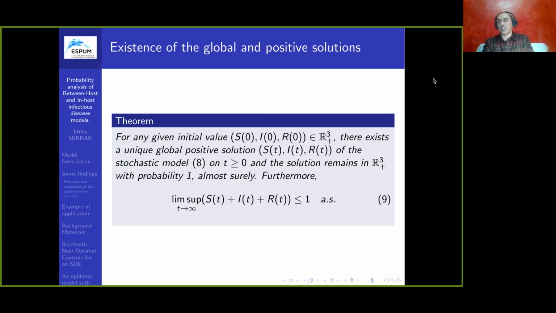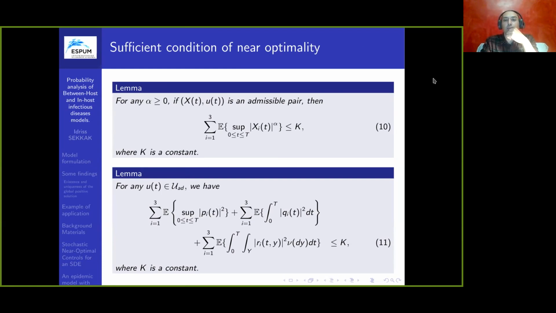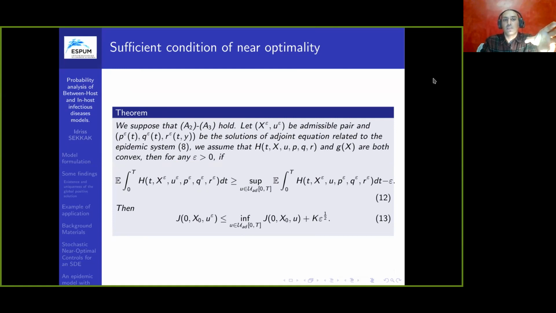Otherwise, if we did the perturbation on mu, we should show that there is a boundedness to get the estimates for the necessary and sufficient conditions. So here are the assumptions for the jump process. And for the sufficient condition of near optimality, we got those two lemmas, and for the adjoint equation systems also. After that, we got this term that described the sufficient condition for the near optimality, and H is the Hamiltonian.